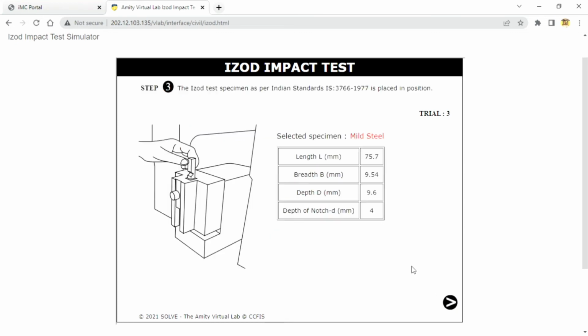Trial 3 of step 3. The Izod test specimen as per Indian Standard IS 3766-1977 is placed in position. The selected specimen is mild steel. So these are the length, breadth, depth, and depth of notch D.